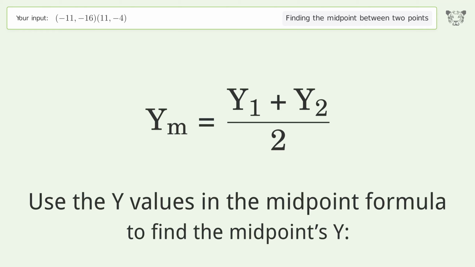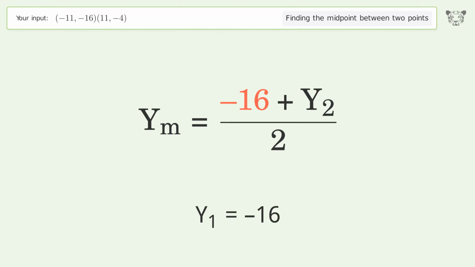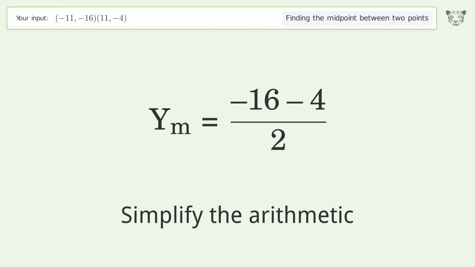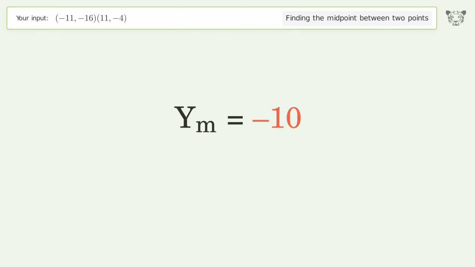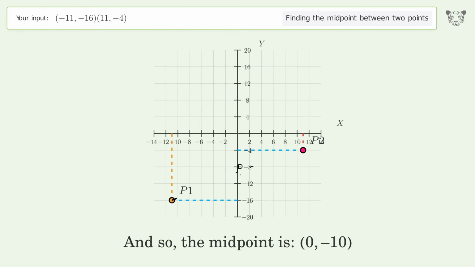Use the y values in the midpoint formula to find the midpoint's y. y1 equals -16. y2 equals -4. Simplify the arithmetic. And so, the midpoint is 0, -10.